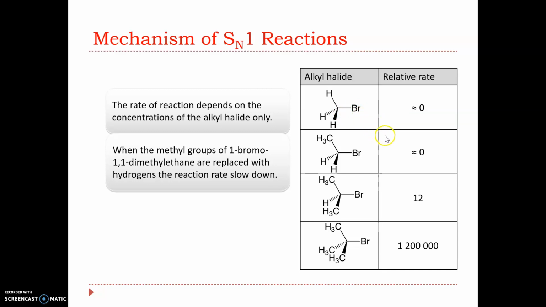Here we can see that the rate is almost 0 for primary alkyl halides and the relative rate value gradually increases from secondary alkyl halides to tertiary alkyl halides. It indicates that SN1 reactions are more favorable for tertiary alkyl halides. In other words, when the methyl groups of this 1-bromo-1,1-dimethyl ethane are replaced by hydrogen, then the rate of the reaction is slow.